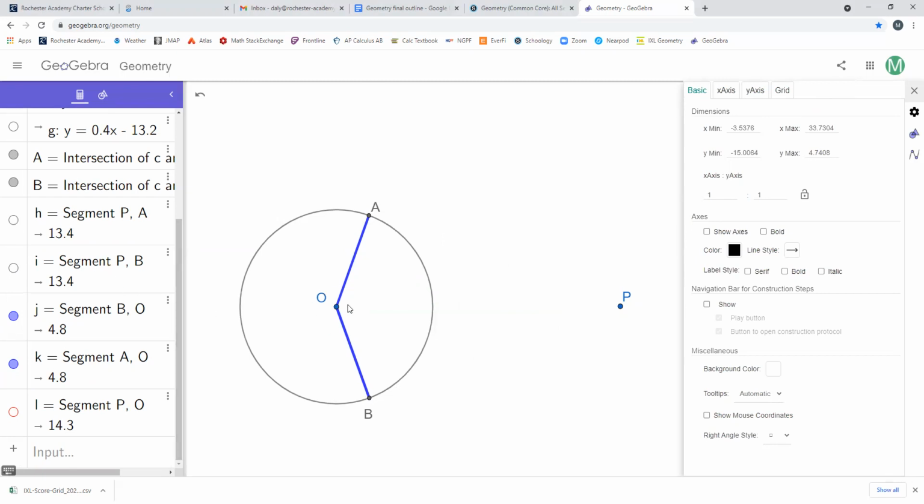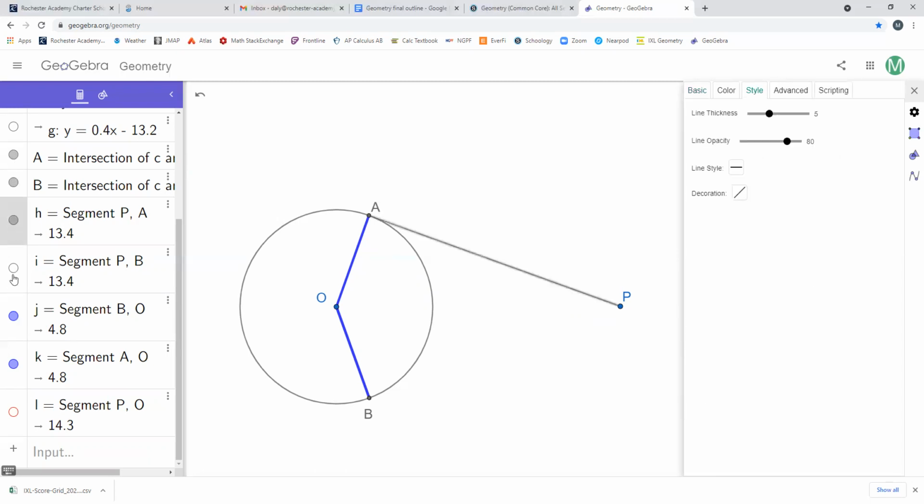Well, what do they have in common? They both have O as one of their endpoints, and the other endpoint is on the boundary of the same circle. So these are both radiuses of the circle, and we know that radiuses of the same circle are always congruent to each other. That's the definition of what it means to be a circle. All right, so now we've got these two sides.